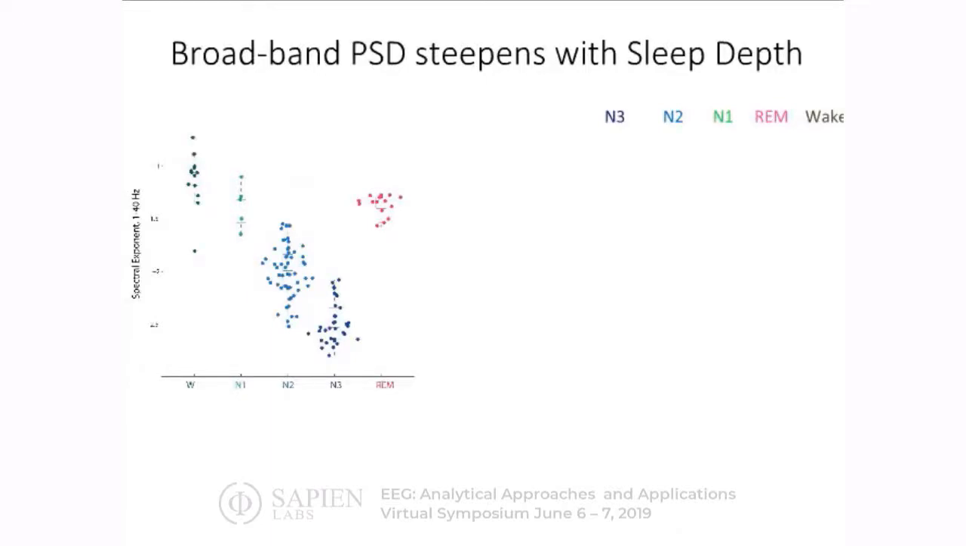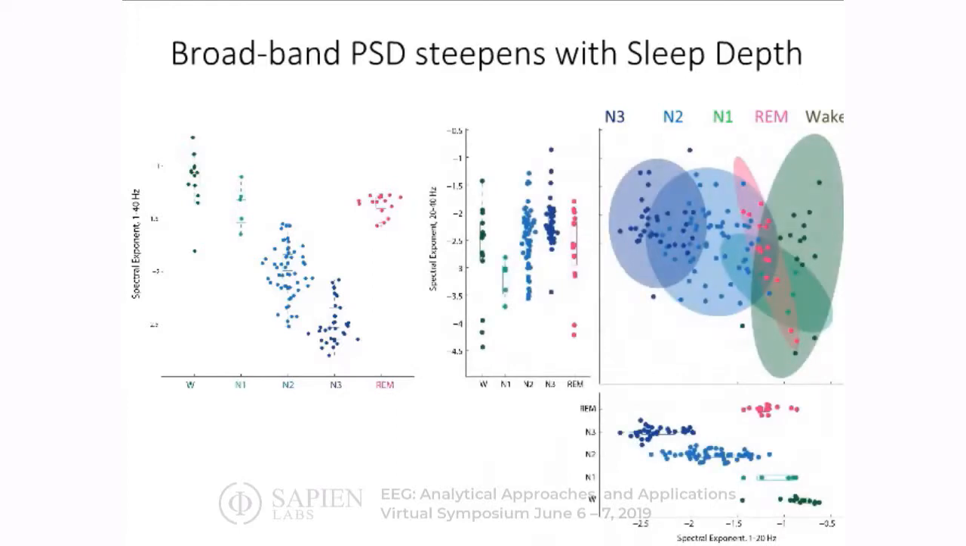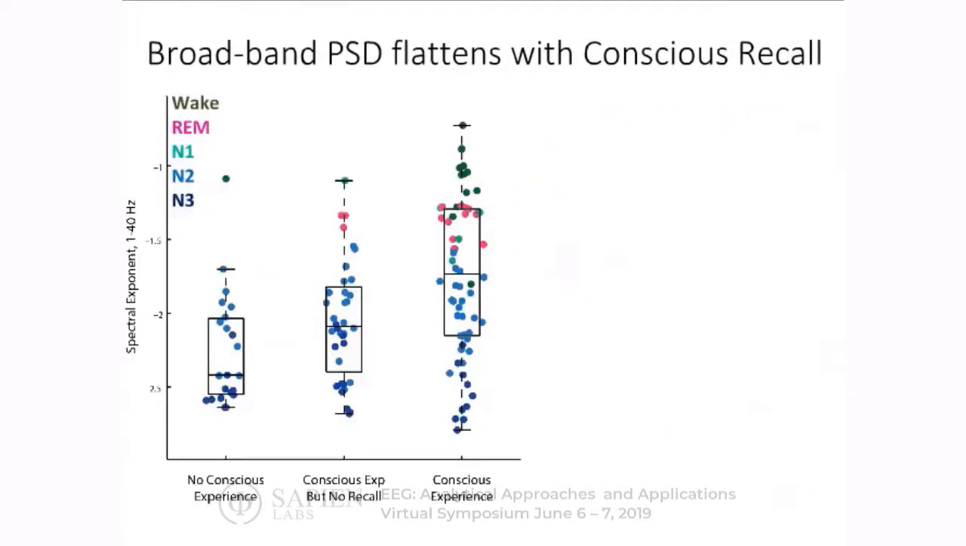And when we look at the spectral exponent, there is a nice progression going from wakefulness to N1 to N2 and reaching N3 slow wave sleep. And when REM sleep comes up, there is again an intermediate stage, somewhat similar to wakefulness and N1. And then somewhat more complex patterns appear in the high frequency band of 20 to 40 hertz, whereas the 1 to 20 hertz behave mostly in a similar way to the 1 to 40 hertz.